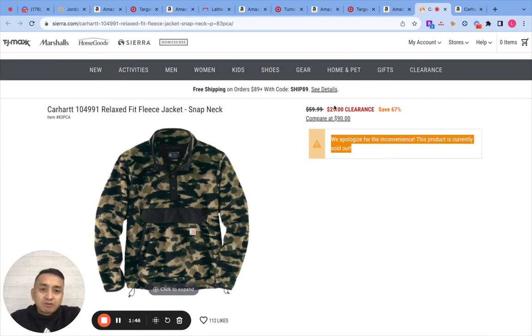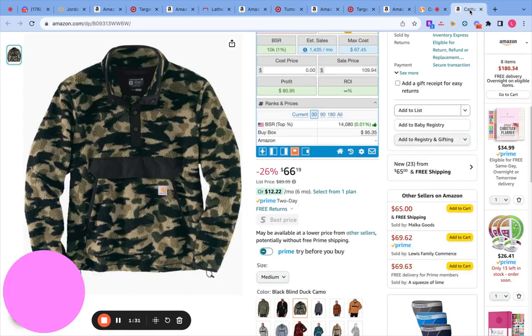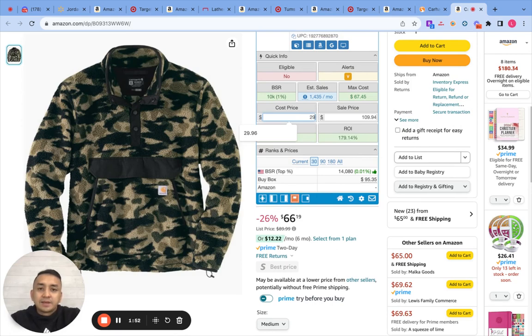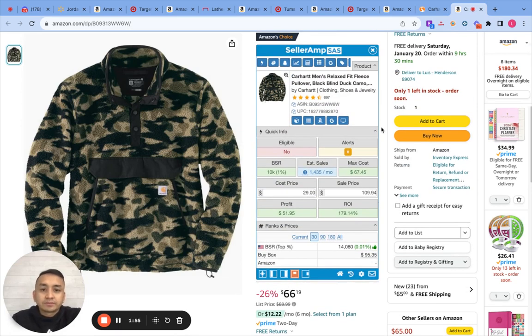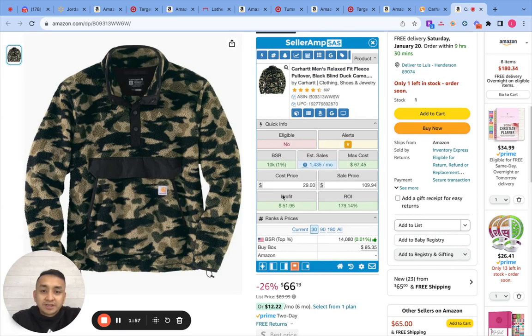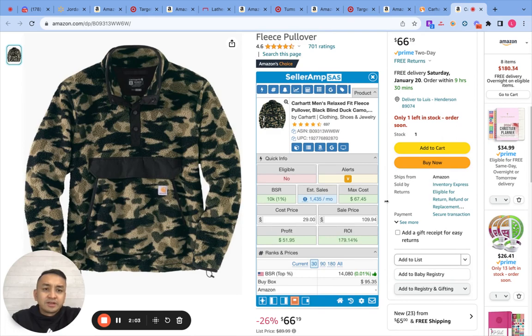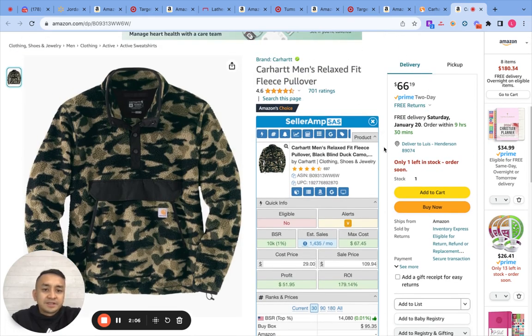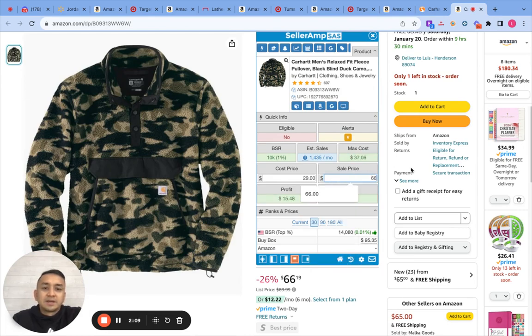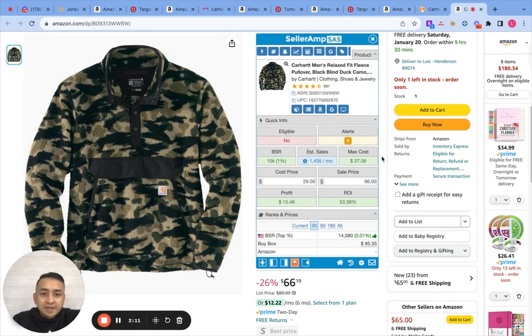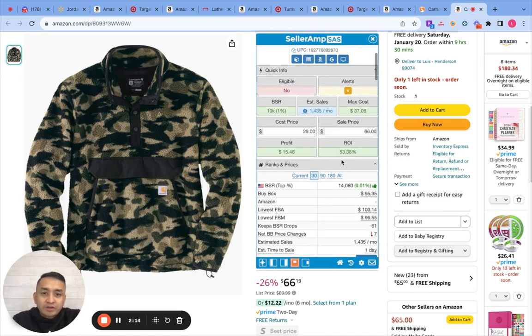What I would do here is get the cost, which is $29, right? And then I would run the numbers. $29 is the cost. The sale price of this product on Amazon says 109 here, but here it says 66, so I'll put 66 right there. And then I look at the ROI. Usually the ROI is 50%. The profit is about $15. Sales per month is about 1,400, but this one is a variation.